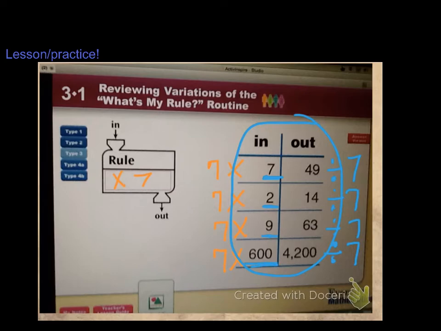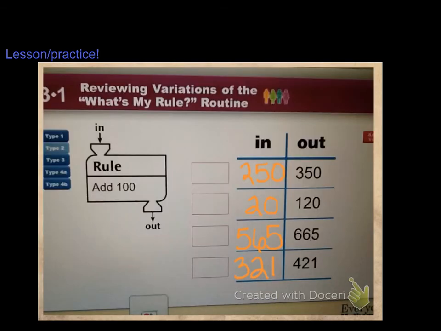Okay? So if we're looking at what we put in, we kind of plug in this 7 up here, and if we take 7 times 7, we're going to get 49 out. Okay? If we put 2 in times 7, we're going to get 14 out. Okay. We're going to go back.